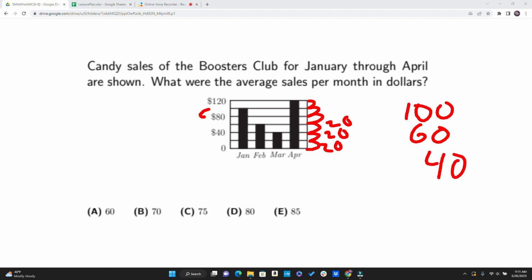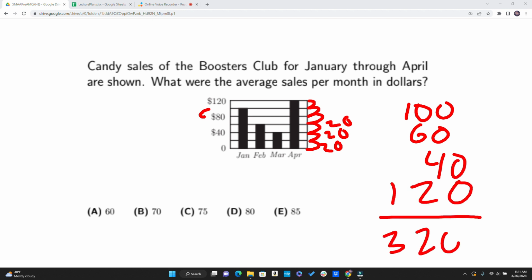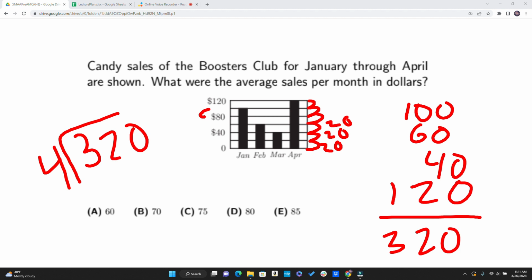Adding that up, we get 320. We want the average, so we divide the sum by 4. That's 80 per month on average. 320 divided by 4 is 80.